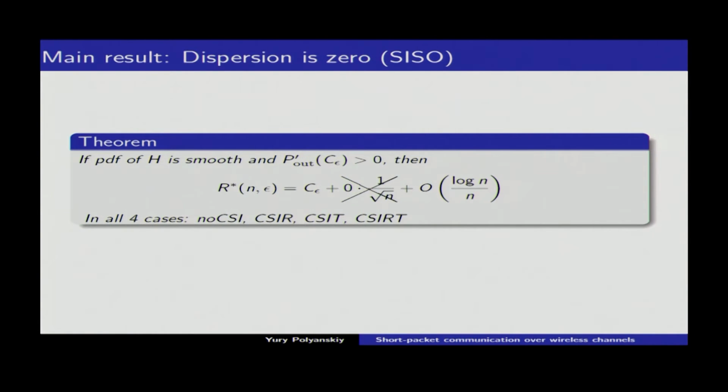So for finite n, right? Or for growing n, you converge not with the speed 1 over root n as for the Gaussian channel, but surprisingly with faster speed.